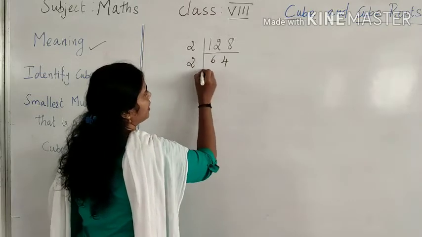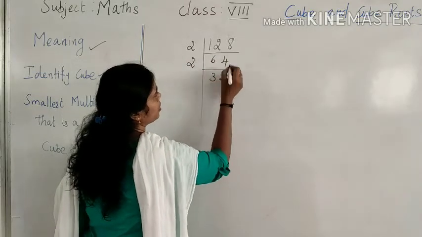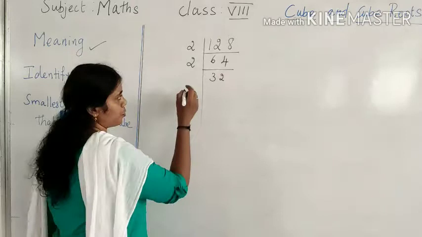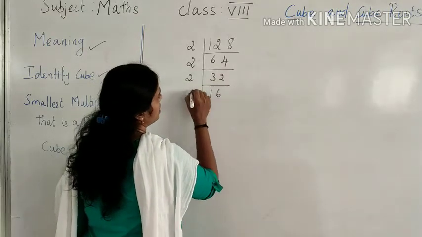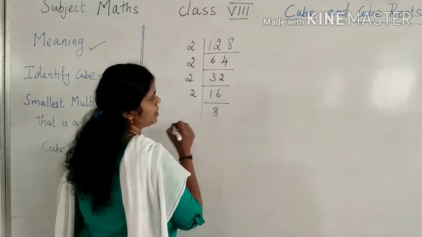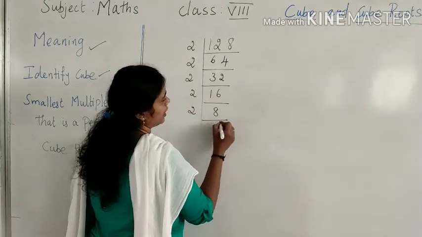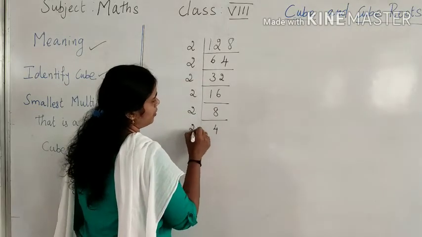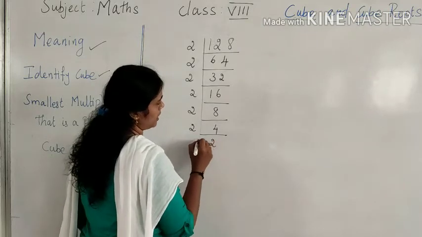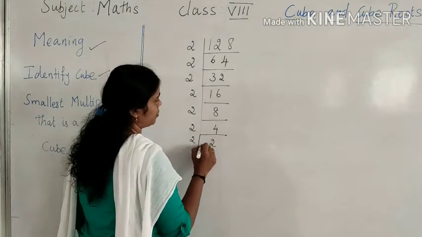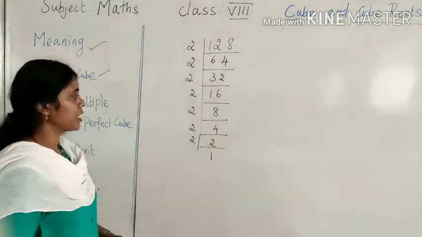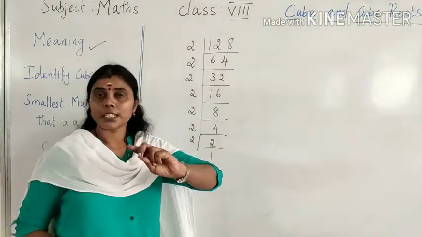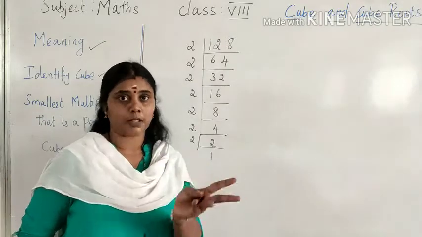Then when you divide it again by 2, 32, because it is an even number, so I can use 2 only. So 2, and I will get 16, again 2, 8. When you divide it again by 2, it is 4. Divided by 2 again, you will get 2, again 2. It is 1.